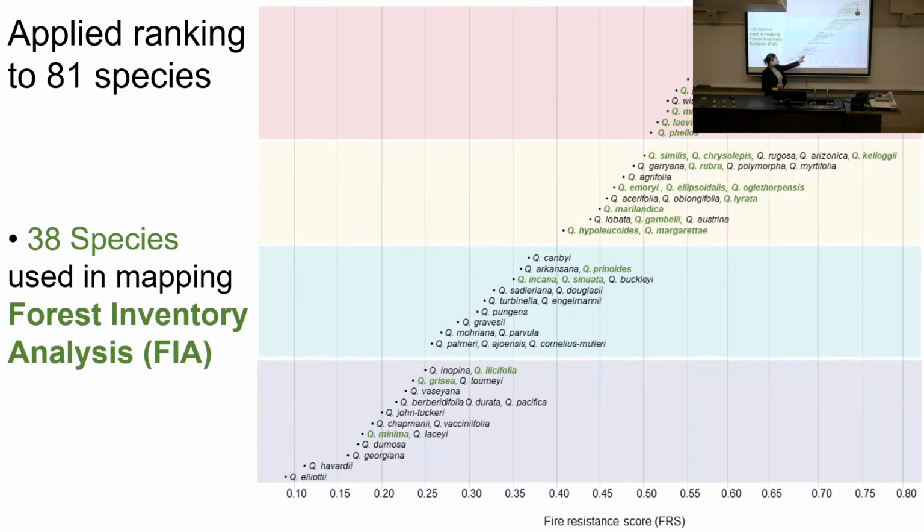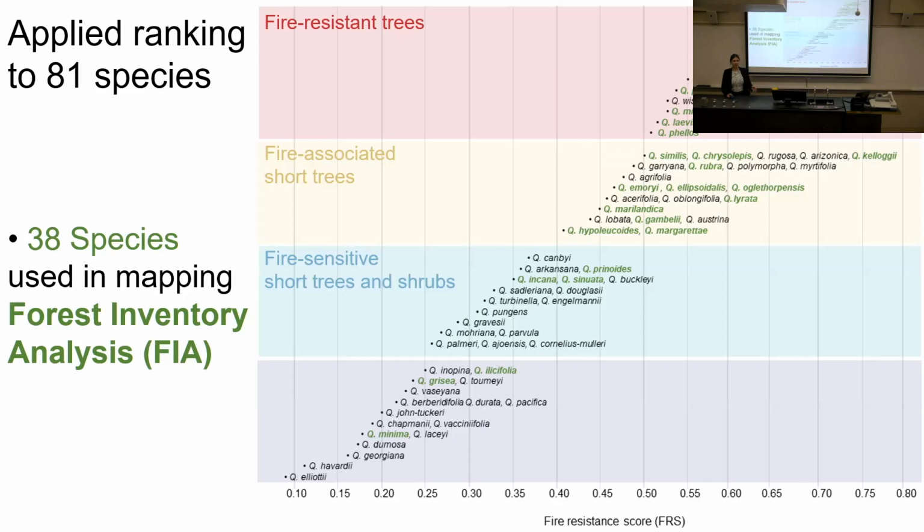And this was just the natural breakdown that occurred, these different color sections that we saw. The first grouping is for fire resistant trees, so they possessed higher scores, all with the growth form of the tree. The next group is more fire associated short trees. The next group, fire sensitive short trees and shrubs, growth forms in this grouping. And then lastly, all the subalpine, arid, and barren shrubs were in that lower scoring of fire resistance. We just saw this natural breakdown in our fire resistance scores.